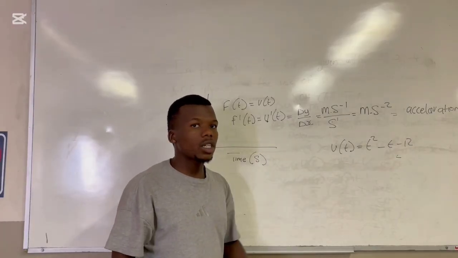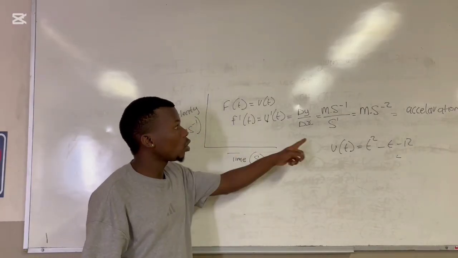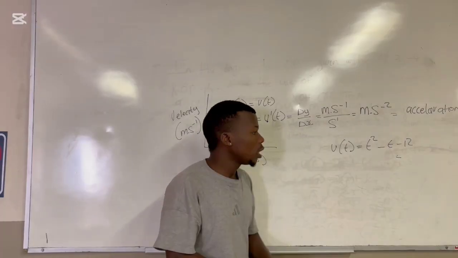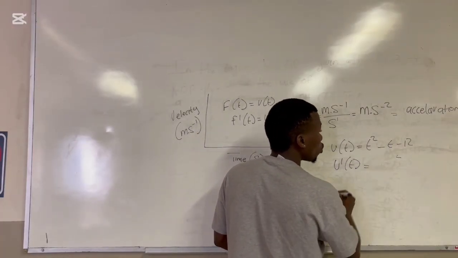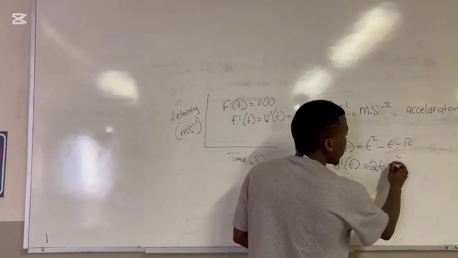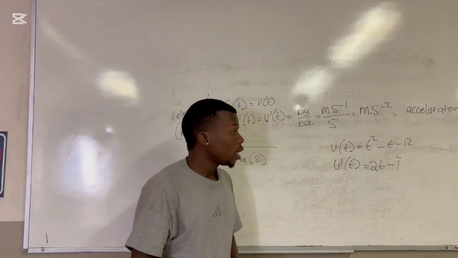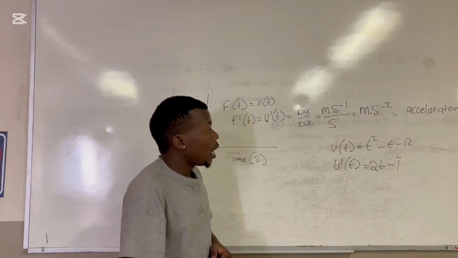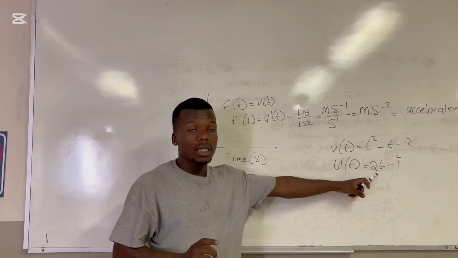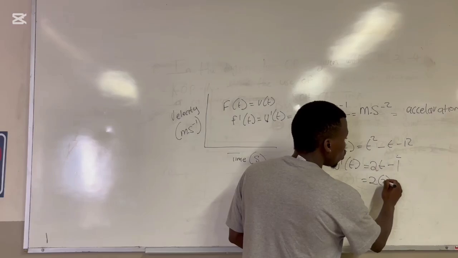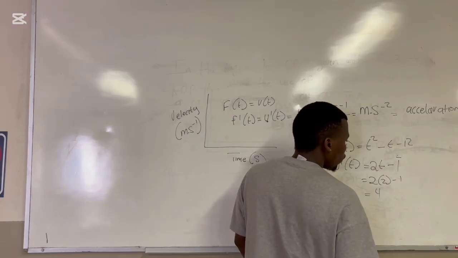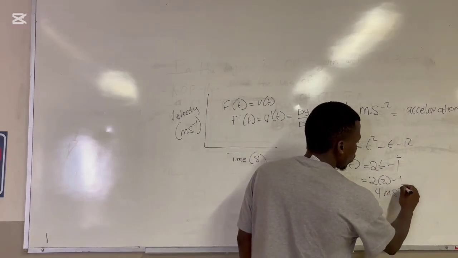a velocity function. Remember, you must derive in order to get acceleration. This will be v prime of t is equal to 2t minus 1. Remember, we want the acceleration after 2 seconds. In other words, where I see t, I'm going to substitute 2, so 2 times 2 minus 1. This is going to be 3 meters per second squared.